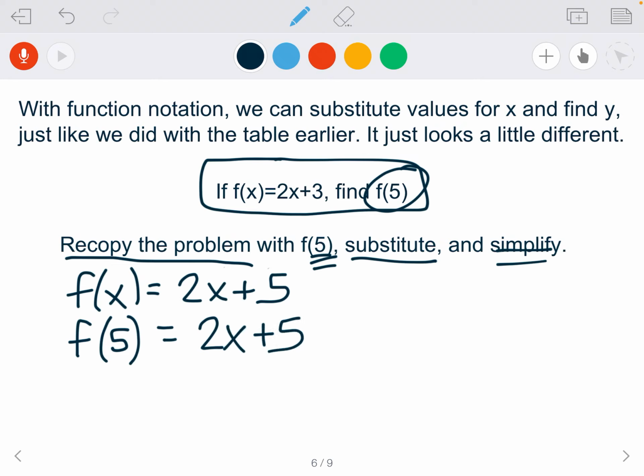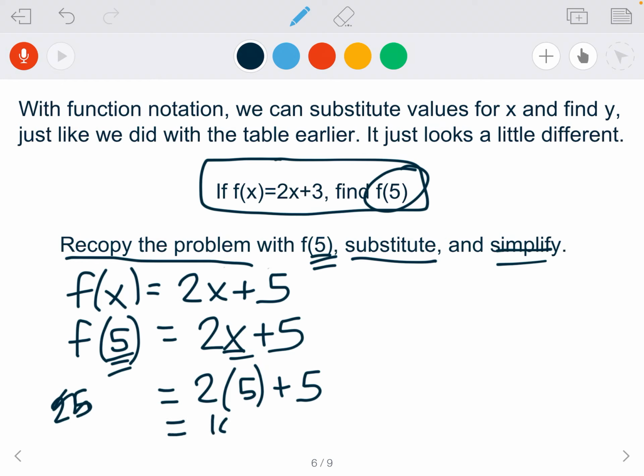Now what I'm going to do is take this 5 and substitute it where I see x. And remember, we did substituting way back in the day, and remember that you always substitute inside parentheses, right? 2x would not be 25. It's 2 times 5. And we're going to use parentheses to show multiplying. And then we just simplify. 2 times 5 is 10, and 10 plus 5 is 15. So the answer to this problem is 15.